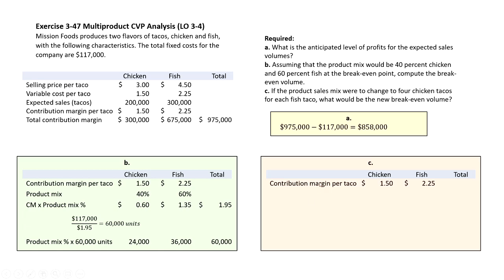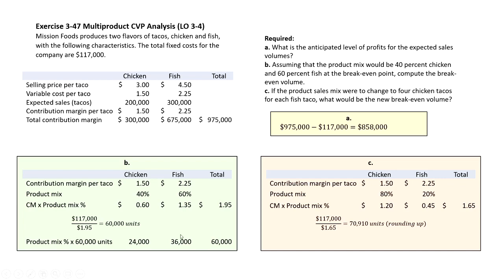So I start with the same contribution margin per taco. That doesn't change, but my mix changes. If you're having trouble figuring out the mix, I'll go through this quickly. If I'm selling 5 tacos collectively, 4 for every 1 fish taco, 4 divided by 5 is 80% for chicken. 1 out of that 5 is 20% for fish. Again, multiply these percentages times the original contribution margin to weight the contribution margin. 80% times $1.50 is $1.20. 20% times $2.25 is 45 cents. Add those two together and I get $1.65.